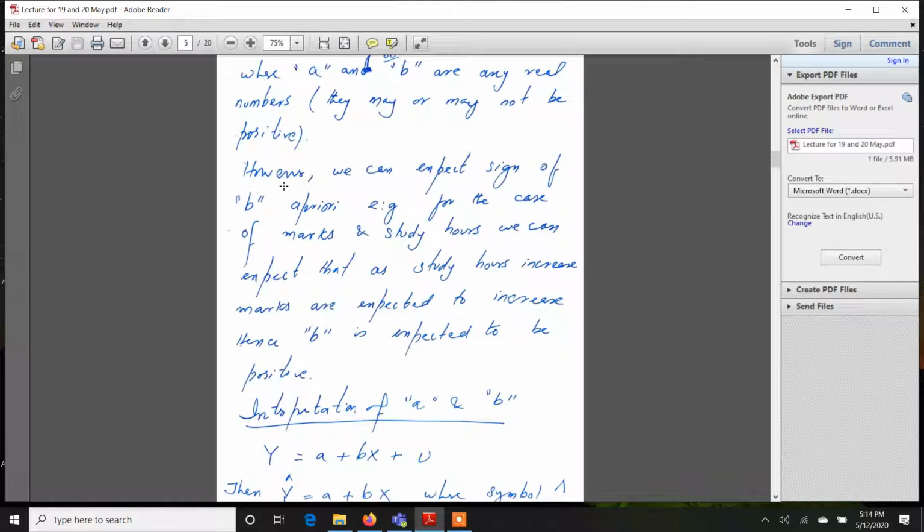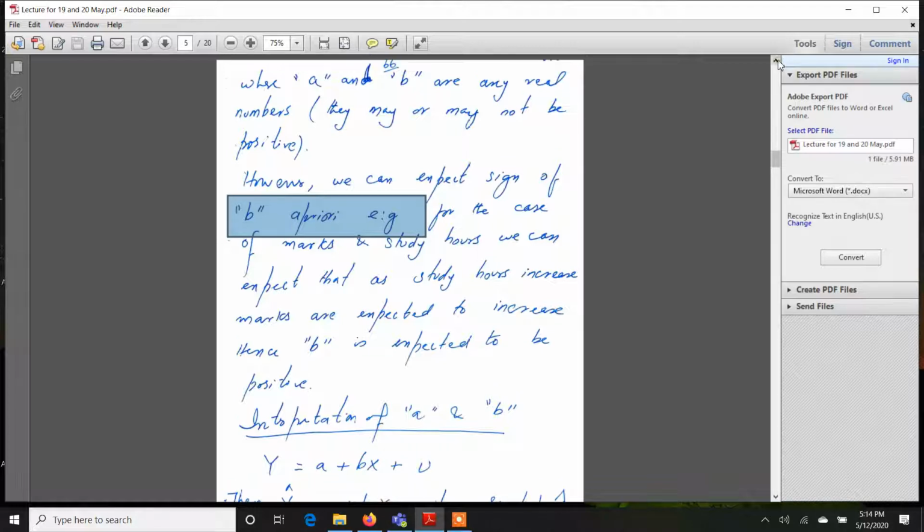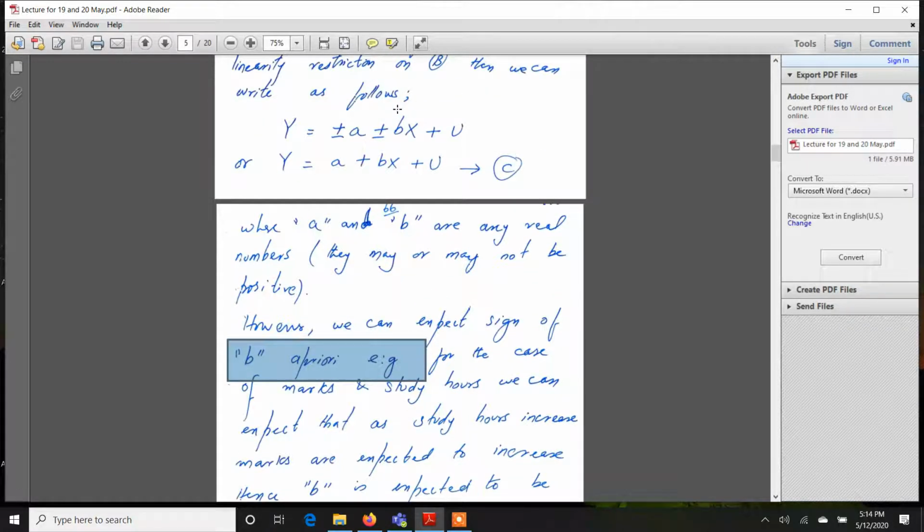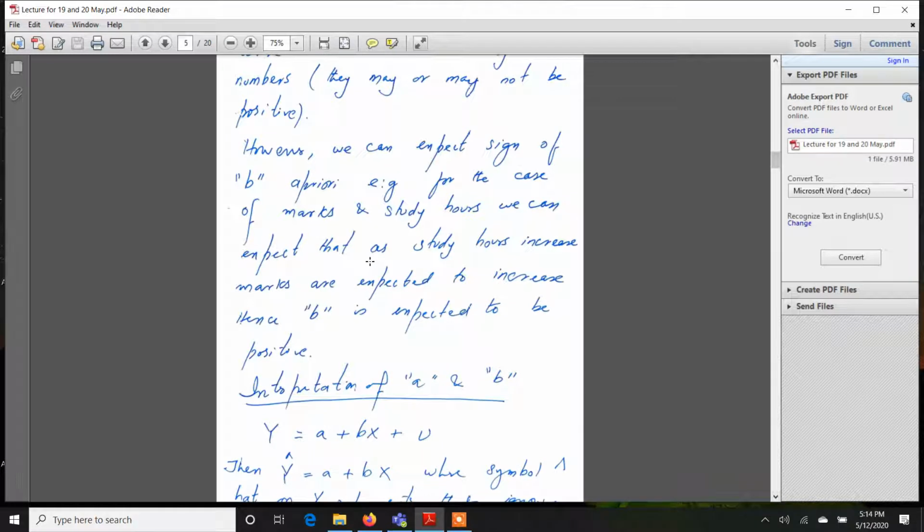Okay, we can expect the sign of the slope coefficient a priori, that is, even before running the actual regression. I can anticipate that if I study more, I'm going to secure more marks. So that means the relationship between y and x will be positive or increasing. So this coefficient on x will be positive. This is what I'm expecting. And why am I expecting this? Because theoretically, I am expecting that if I study more, I'm going to grade more, secure more marks.